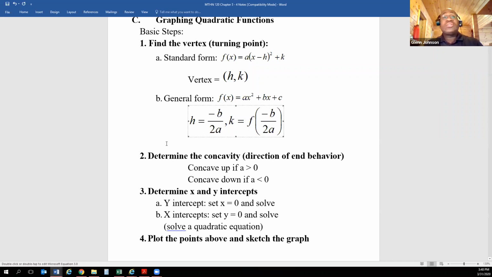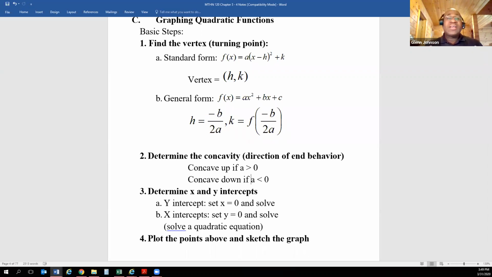The second thing is you want to determine the concavity, whether it's going to be concave up or concave down. And so here, you just look at the value of a, and it doesn't matter what form the quadratic function is written in, whether it's in vertex form or general form, the a value is going to be the same. So if the a value is a positive number, then the parabola will be concave up. If it is a negative value, then the parabola will be concave down.